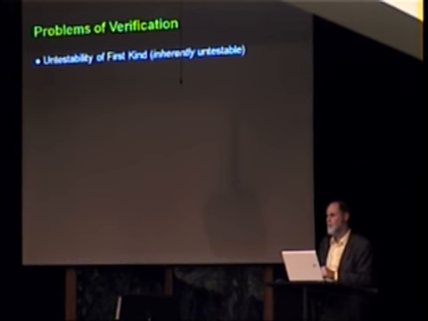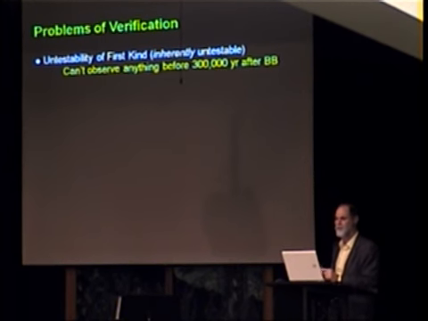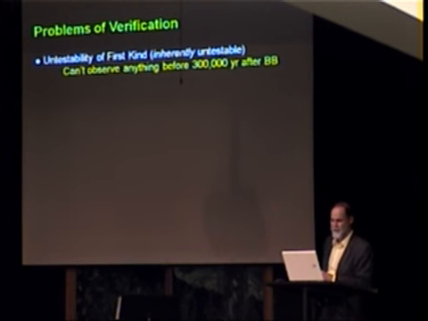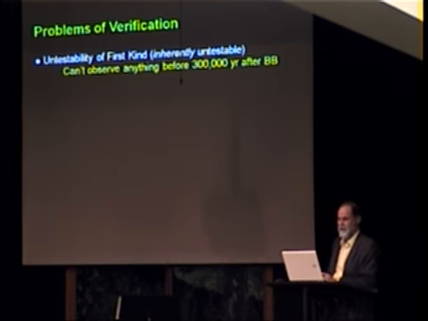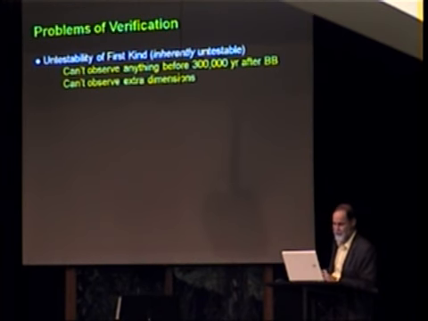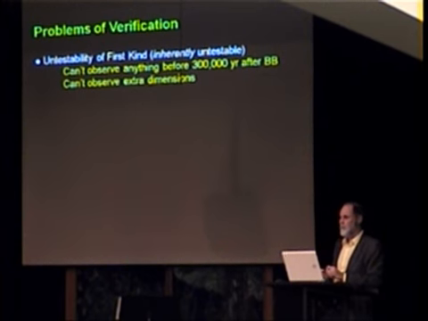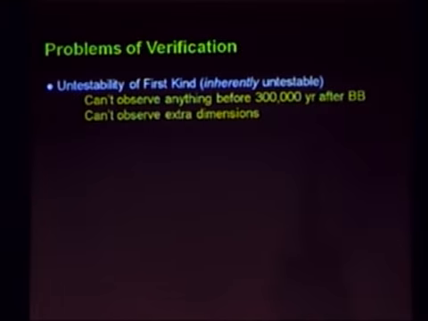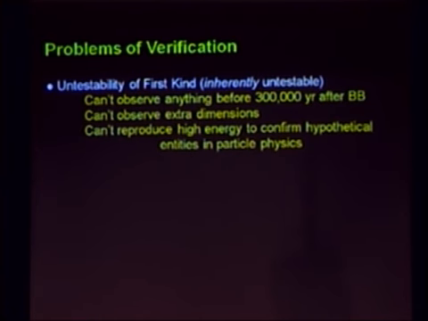There's two types of problems in cosmology with verifying things. Untestability of the first kind means that in principle you can't test it. For example, you can't observe anything before 300,000 years after the Big Bang. So there's no light coming from that part, so we can't really test the observations. In some theories of physics, you've got 11 dimensions or more. You can only observe the 3 dimensions that we actually see. So we can't observe the extra dimensions that are postulated. We can't reproduce the high energy to confirm hypothetical particles in physics.